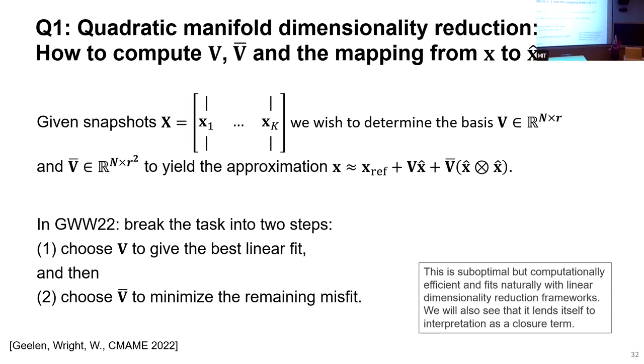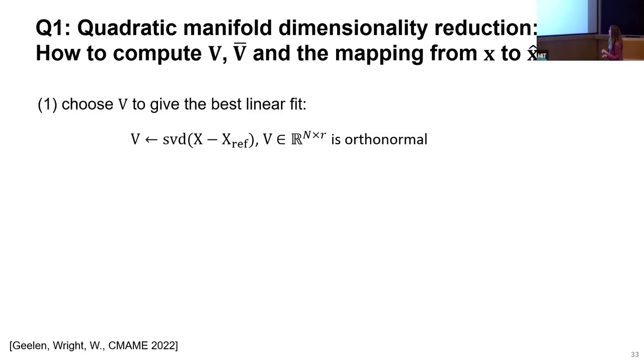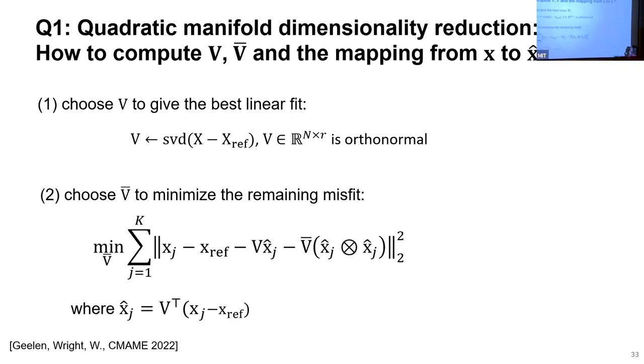It's very, very scalable, and it fits really nicely with the linear dimensionality reduction. And it's also got a really nice interpretation of the closure problem. So let's see how this works out. V is, again, the best linear fit, nothing but the SVD of the snapshot matrix, what we were doing before. Now, V bar to minimize the remaining misfit.